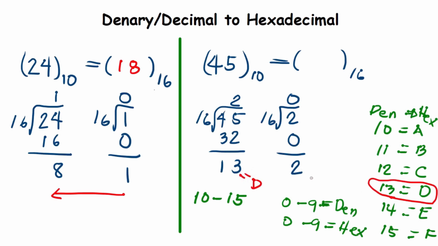Finally, we will read the remainders from the last remainder that we got to the first remainder. So this way. It means that 45 in denary or decimal number is equivalent to 2D in hexadecimal number.